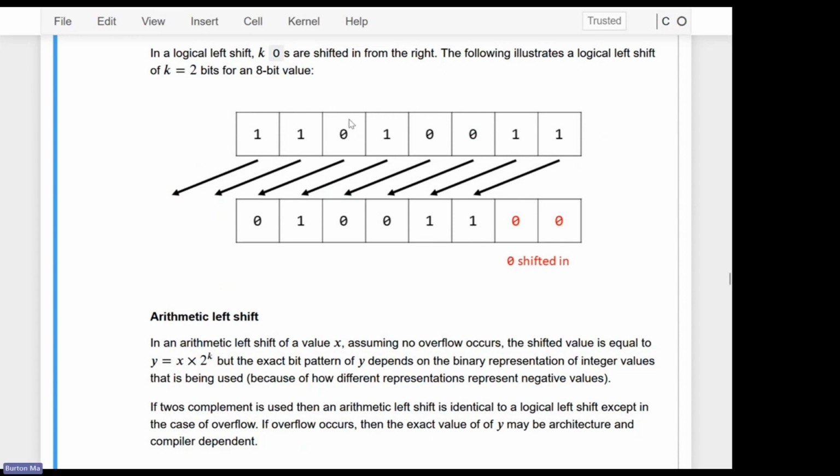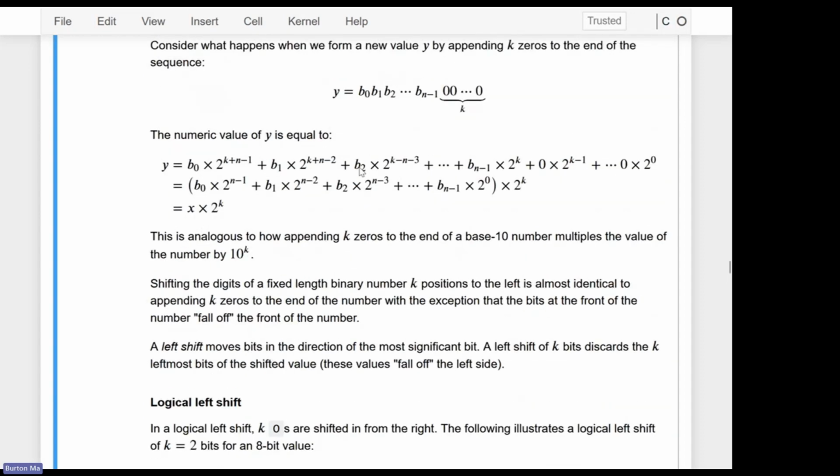So 11010011, when I shift two bits to the left, becomes 01001100. This is for an unsigned number. Notice, imagine that this was a signed number. That's a one, so that number was negative. If you shift two bits to the left, the resulting number is positive. So this is showing you the correct result if the shift is a logical shift, in other words, working with unsigned values.